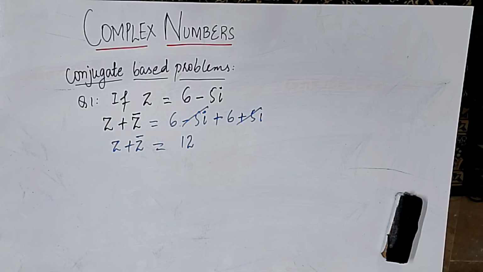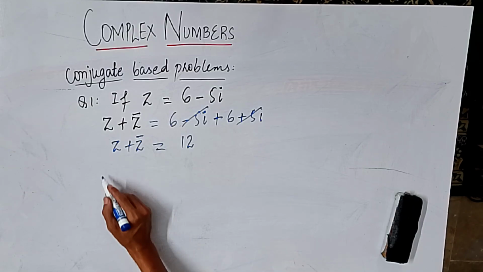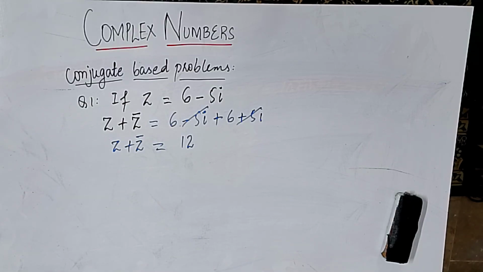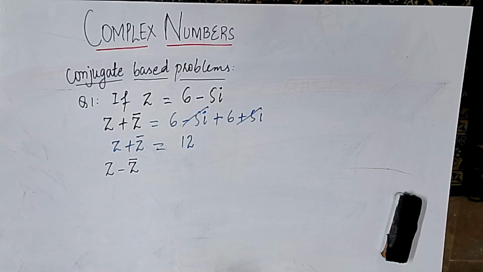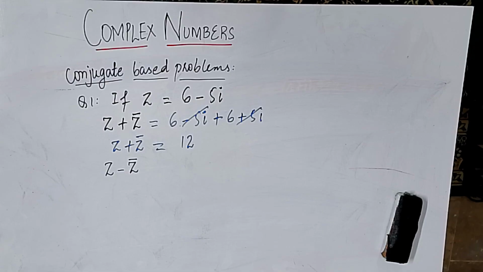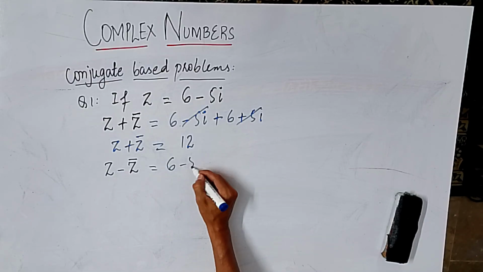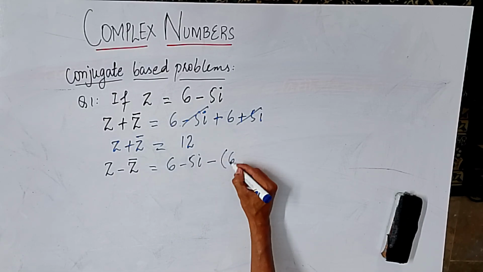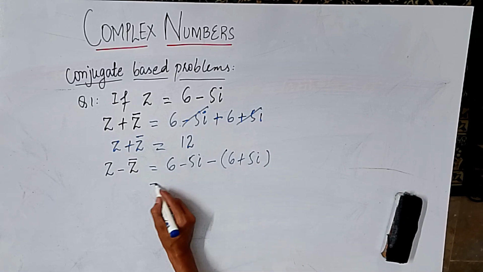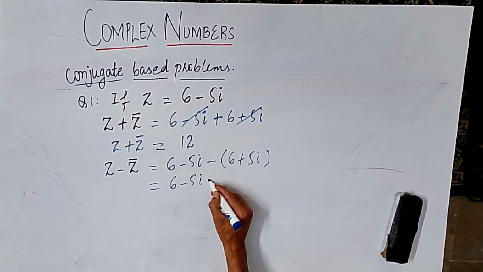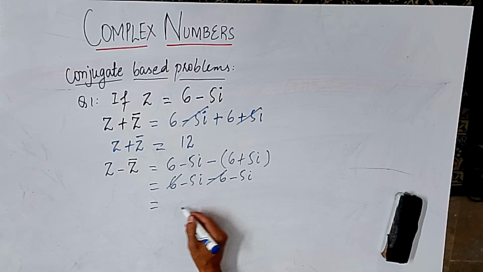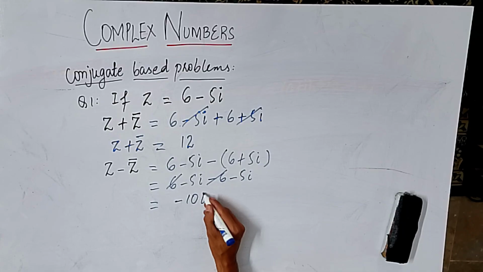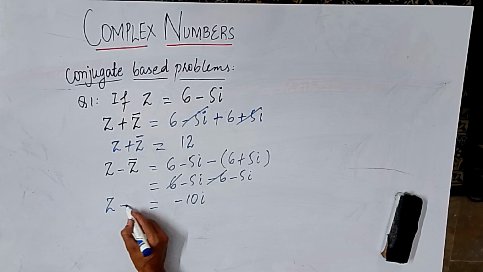Now if we do the subtraction, what will happen? Let's do the subtraction on the same question. Find z minus z bar. So when we do z minus z bar, we will get z as 6 minus 5 iota, minus (6 plus 5 iota). So we will get 6 minus 5 iota minus 6 minus 5 iota. Now this time the real part will cancel out and you will get minus 10 iota. So this is how it works.